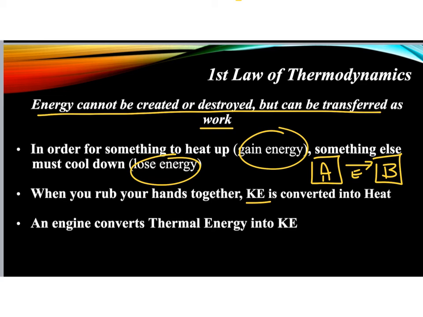Okay, an engine converts thermal energy into kinetic energy. So in your internal combustion engine in your vehicle, you have a series of explosions, small controlled explosions that create heat, and that heat is turned into kinetic energy. In other words, it's turned into moving pistons, moving parts within your engine, allowing your engine to run, allowing your car to move.